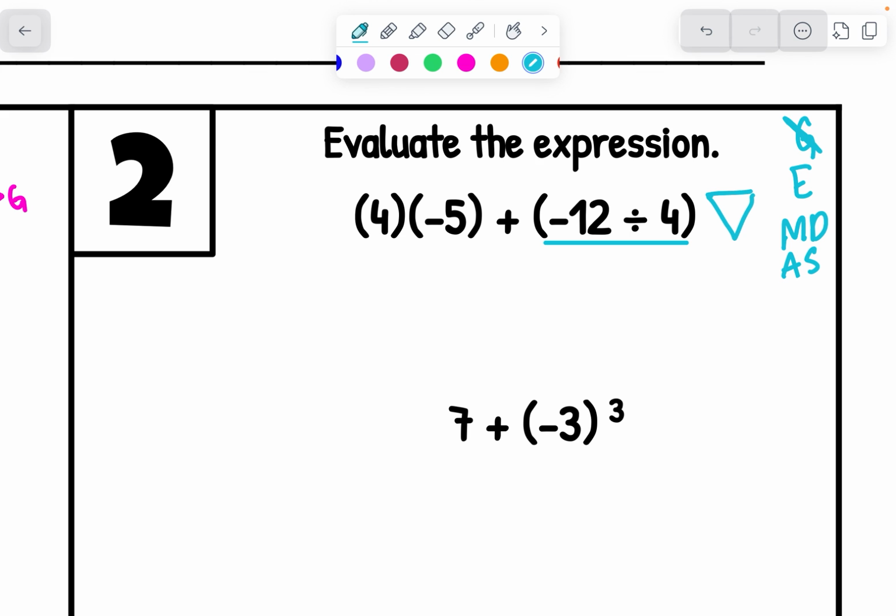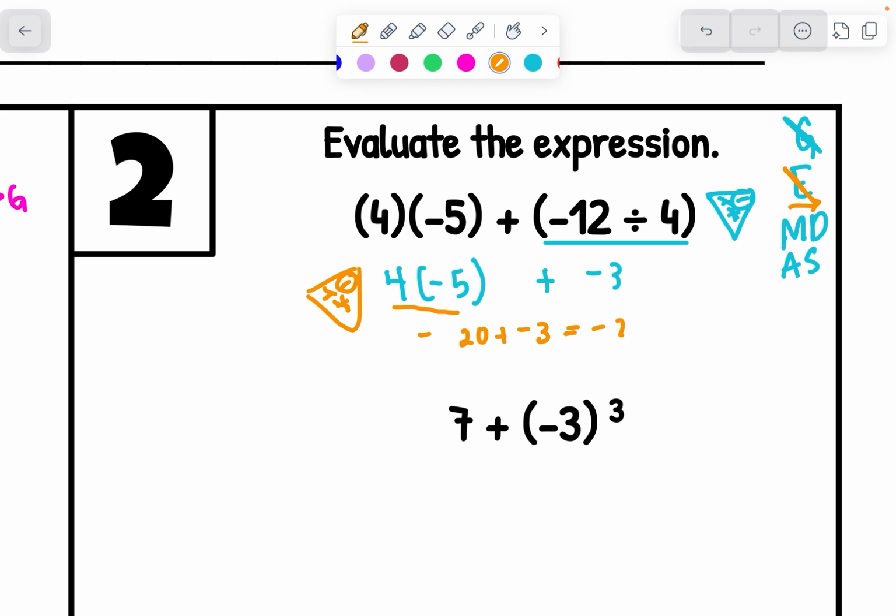If we need to, this is when we go off and do Dorito Man. Negative, positive, it's a -3 plus, rewriting it. Okay, our next step is to check if we have exponents. I don't see any. It's multiplication or division from left to right, but I do see multiplication. 4 times -5, positive, negative. So it's a -20 plus -3. And they're the same sign, so I'm going to go ahead and add, so -23.